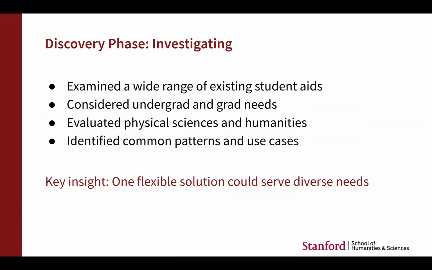Thanks. So we thought surely we can do this exactly. We looked at the range of existing student aids. We looked at undergrad and grad needs. We looked at different clusters. So does this work just for the humanities or does it work for the sciences? And then we tried to figure out how could we architect this on our platform in a way that would meet the needs of the various units.